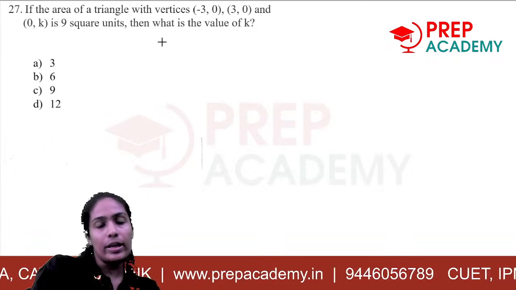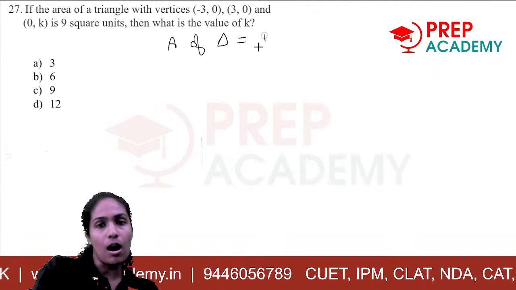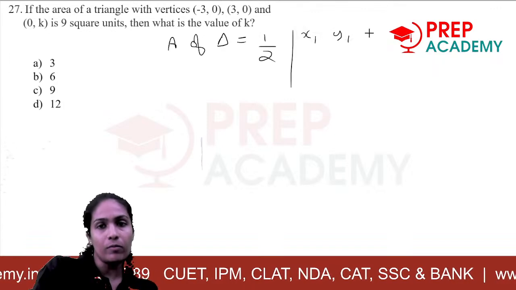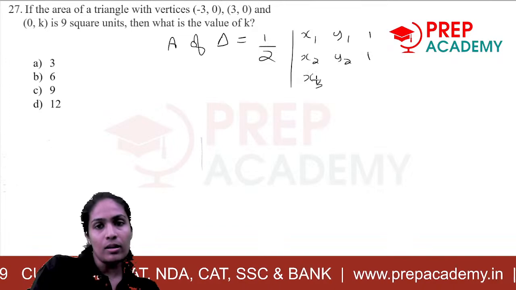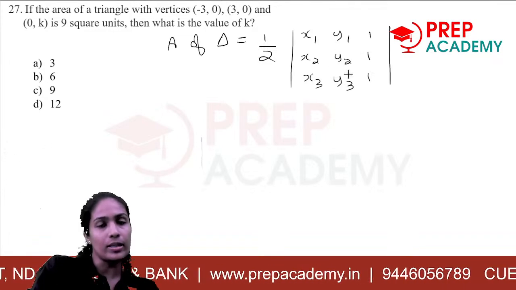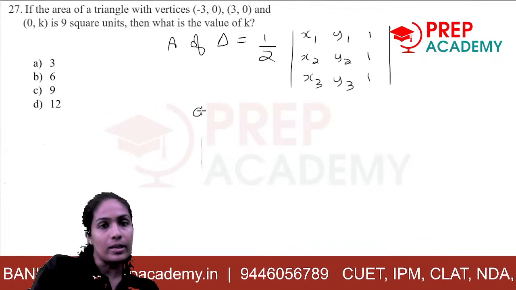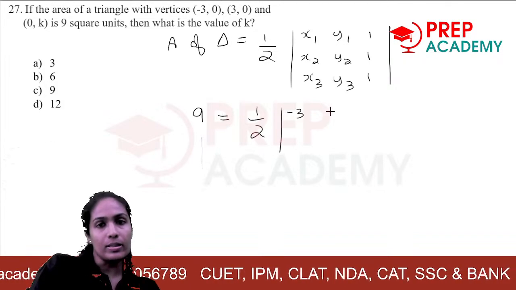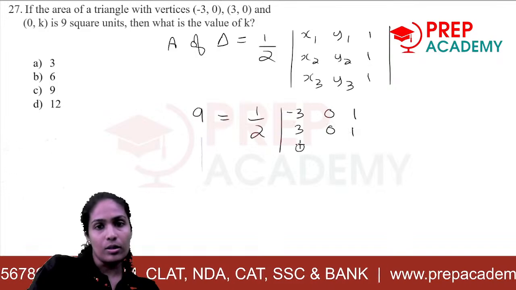We already know that the area of a triangle is equal to half into the determinant of x1, y1, 1, x2, y2, 1, and x3, y3, 1, where these are the three vertices of the triangle. So here the area is given as 9. So 9 is equal to 1 by 2 into the determinant of -3, 0, 1, 3, 0, 1, 0, k, 1.